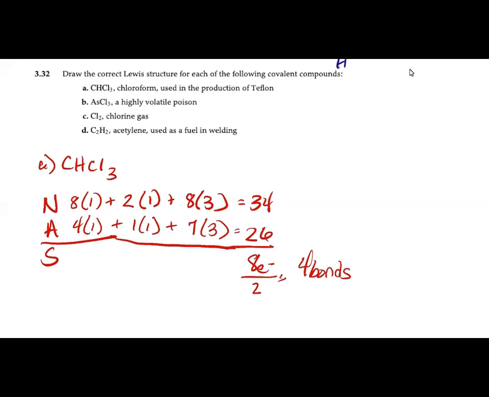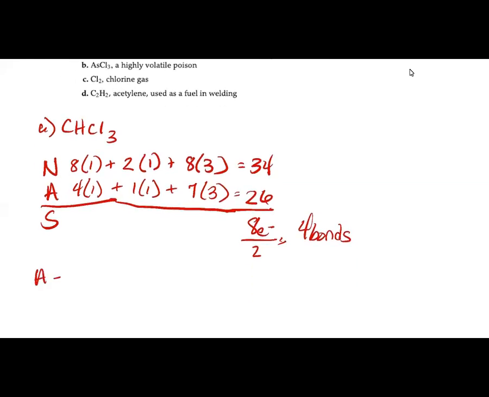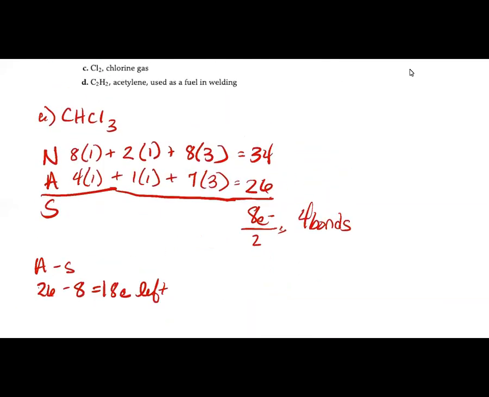Okay. So we always do our available minus our shared. Our available, we had 26. We're going to subtract out our shared of 8 and we get 18 electrons left. Okay, so let's see if we can draw our structure that fits that.